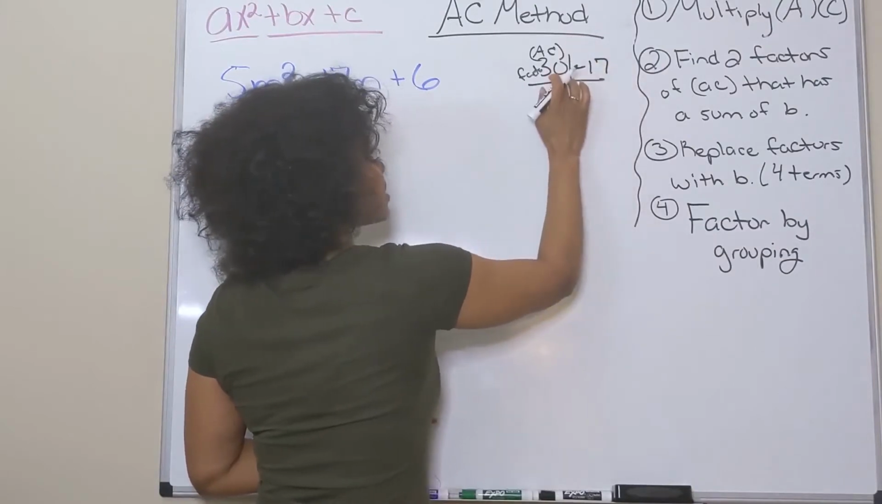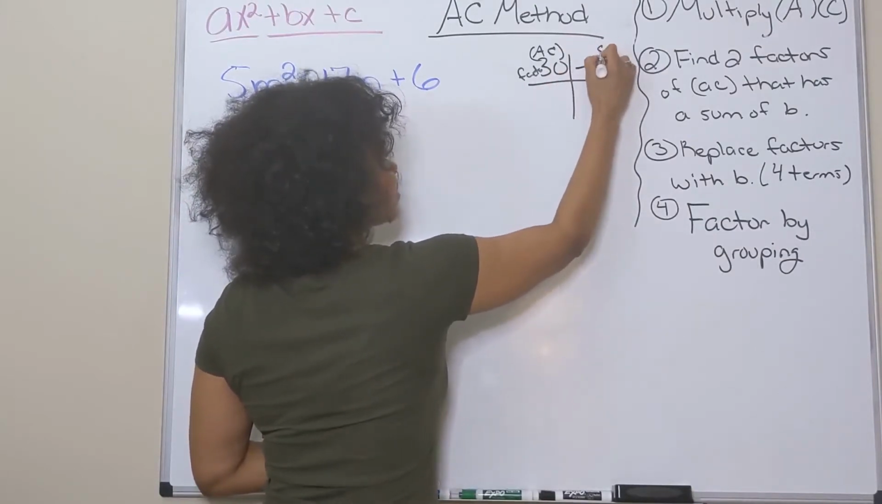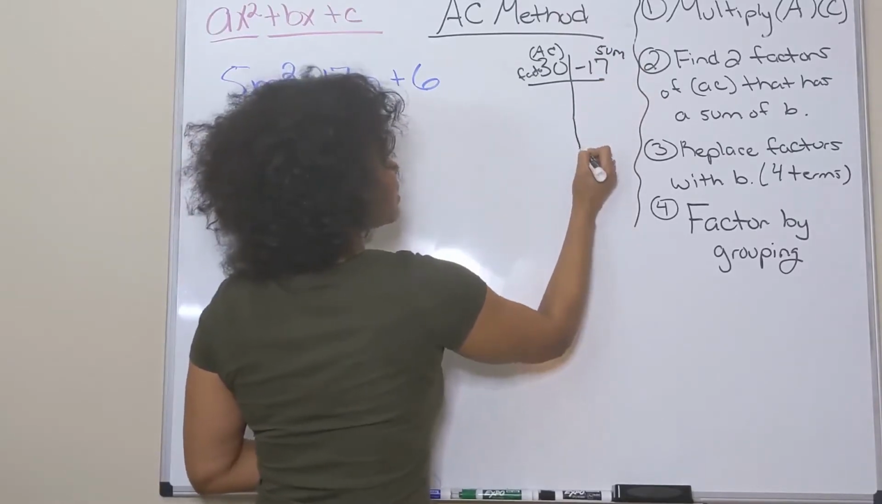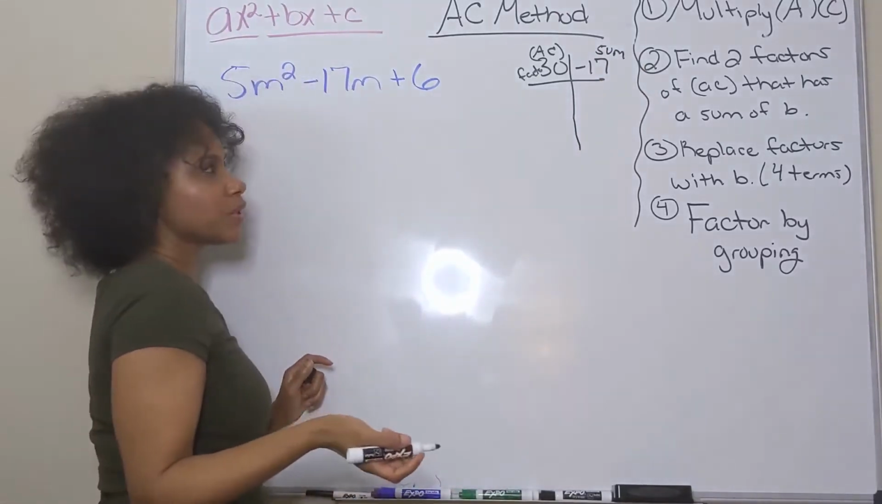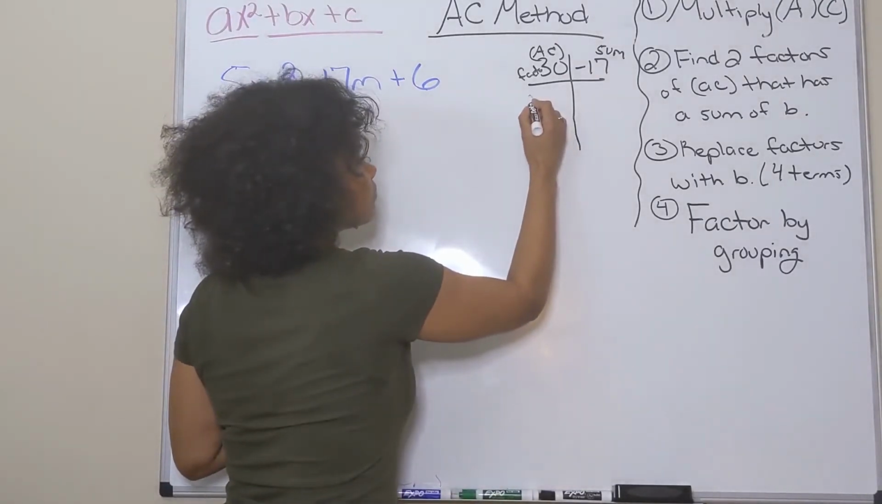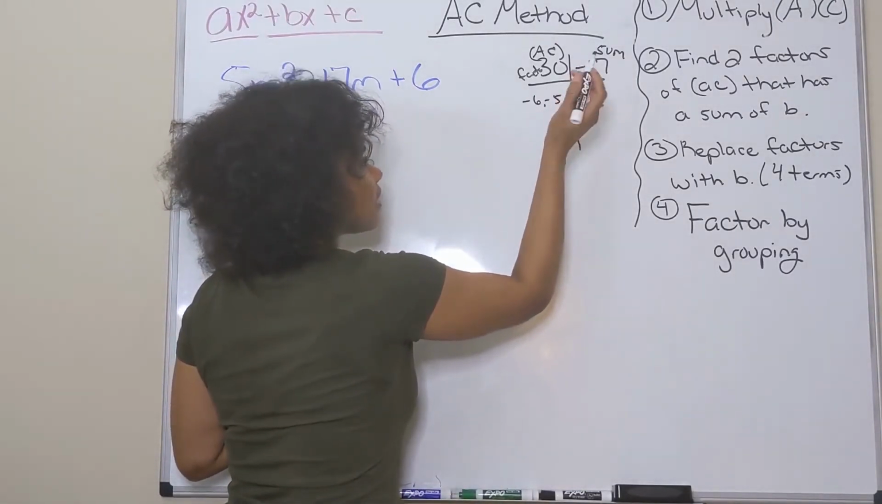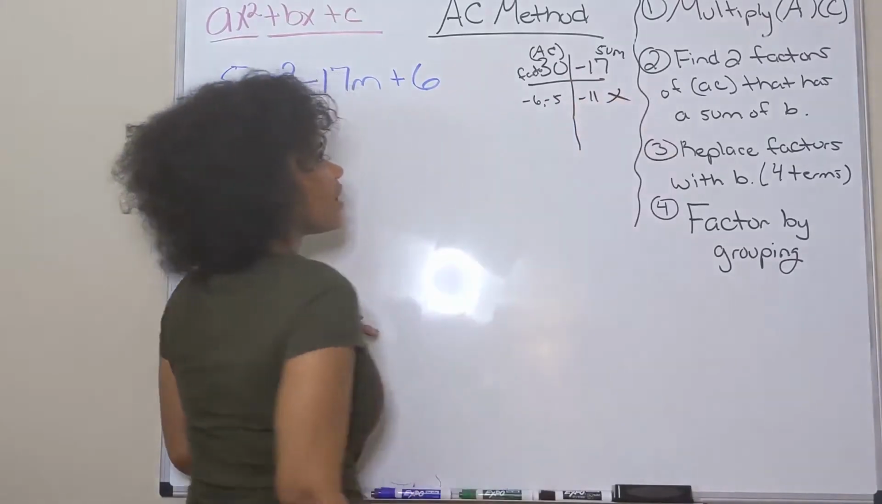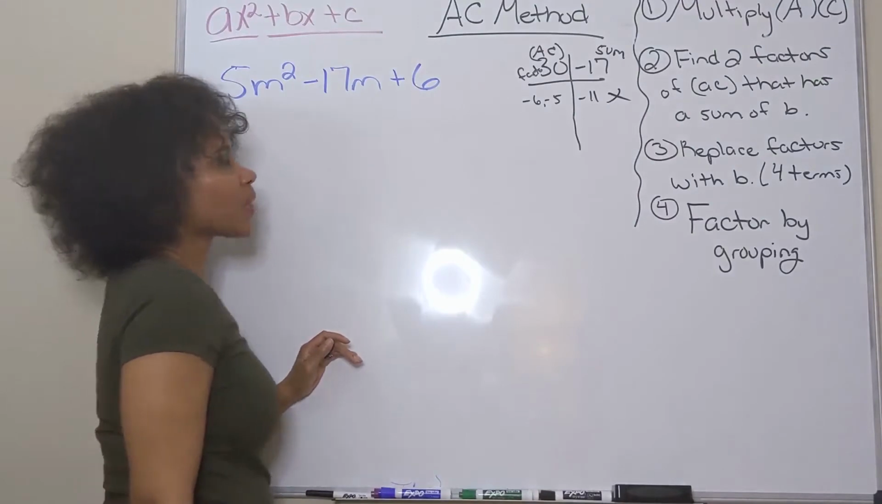So A times C is 30. I want to find factors of 30 that have a sum of negative 17. And you can kind of brainstorm here. First thing that comes to mind is negative 6 times negative 5. When you add them, you get negative 11. That does not work. All right.